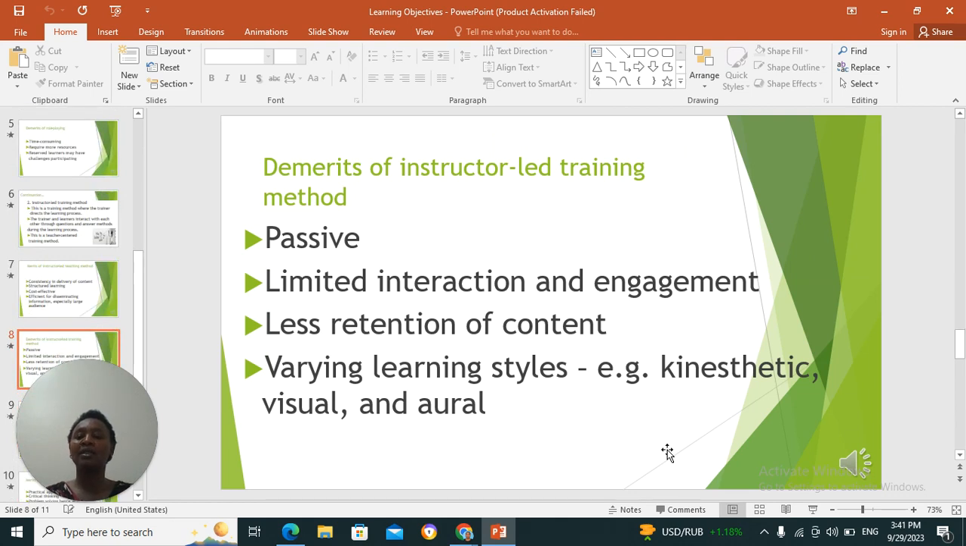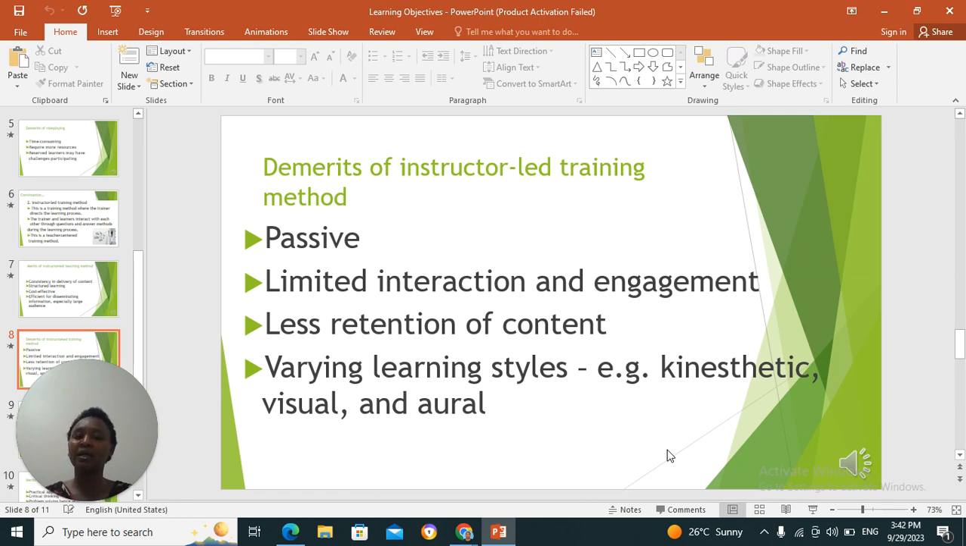So now we are going to look at the demerits of instructor-led training method. One is passive, because the learners take a passive role, as in their work is just to listen to what the lecturer or their trainer is telling them. Number two, there's limited interaction and engagement. The learners take a passive position. They do not interact so much, except when the trainer or the lecturer asks for a question. That is the only time that the learners can participate.